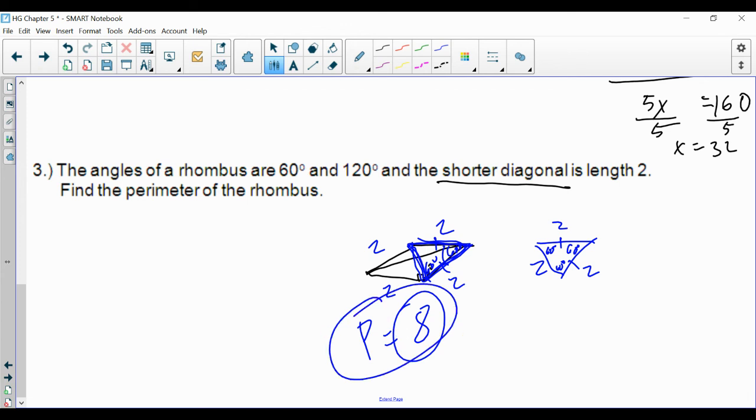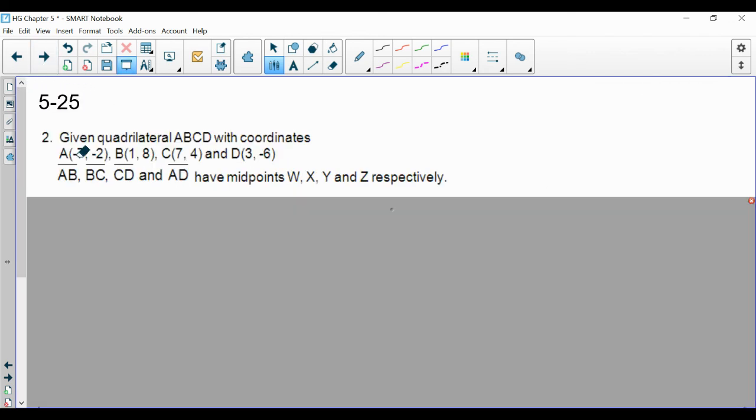Okay, so there you go. Hopefully you tried these out and they weren't too bad. All right, now we're going to jump a few pages. Again, this is more of a practice page for you. Go ahead and try out 5-25. You are given the quadrilateral coordinates here for A, B, C, and D. You're also told they have midpoints W, X, Y, and Z. I want you to go ahead and try out this page. Pause the video, come back, and then we'll go through it.